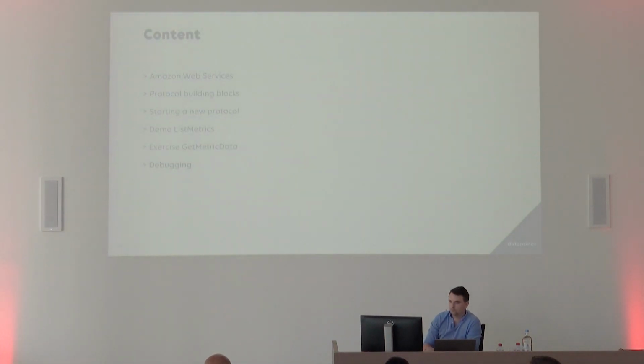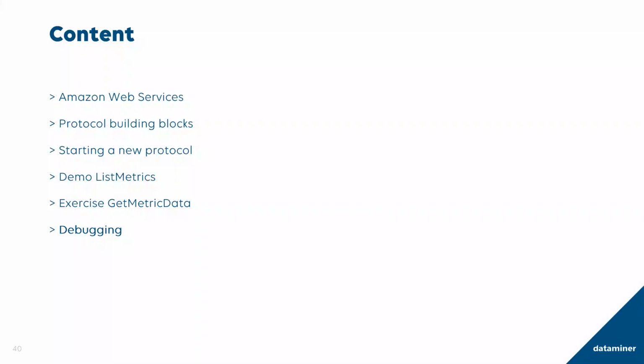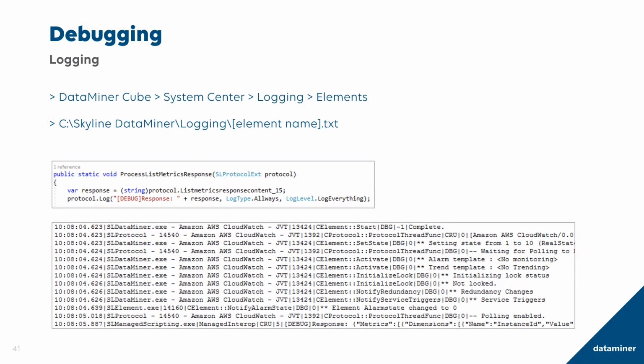Last thing we will do is take a look at debugging. Emily already explained in the previous session that we have DIS inject, which is a step through debugging. I'll show you that in a minute. But let's first maybe check logging, because that can also be quite useful if you want to quickly check something. In this case, what I did in my process ListMetrics response method, add a log line to log my response.